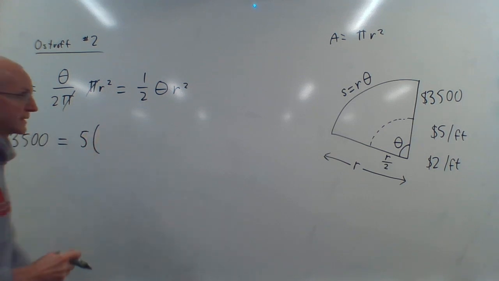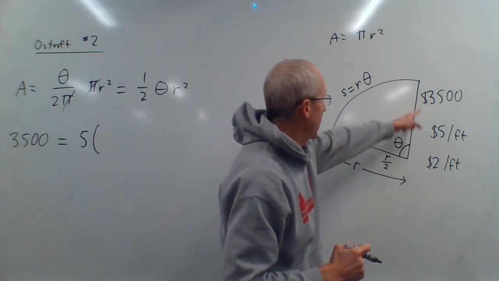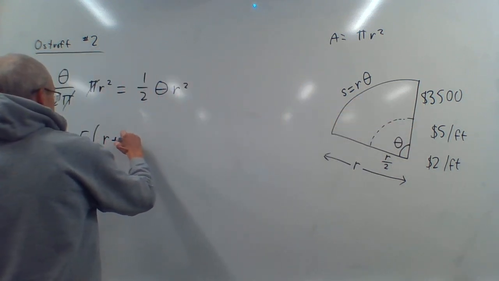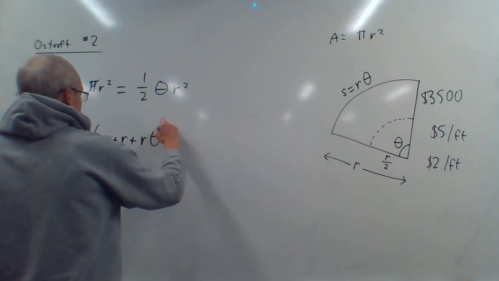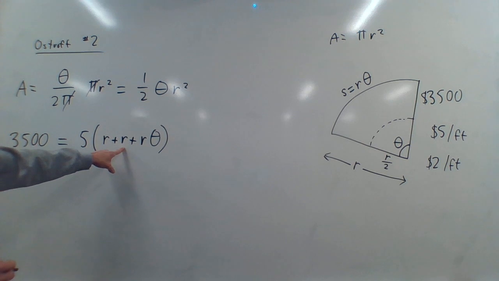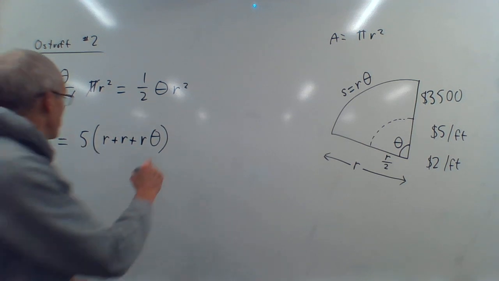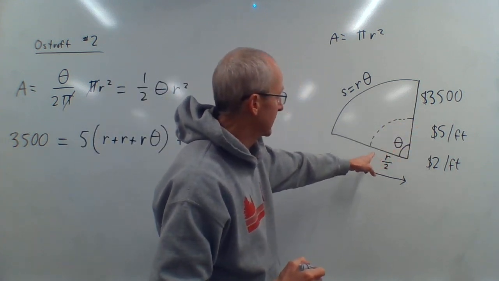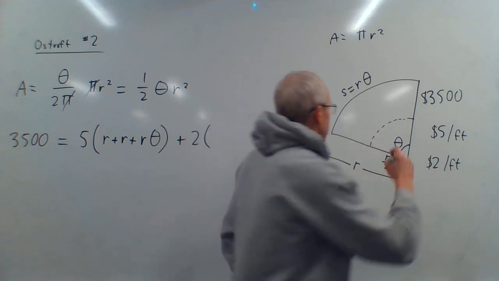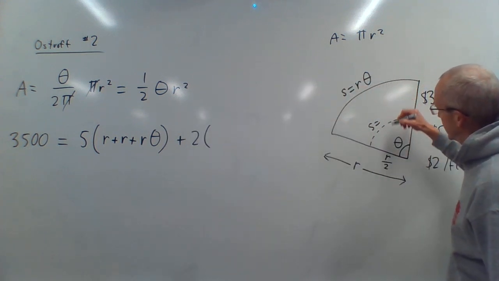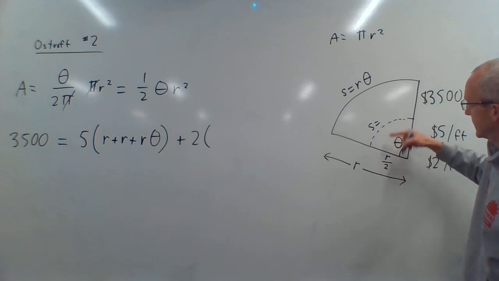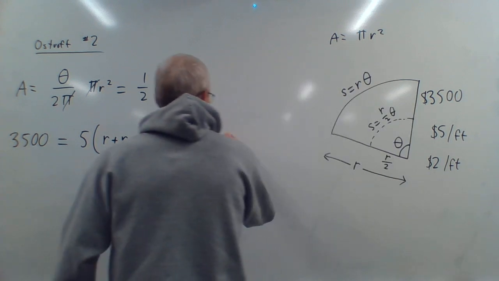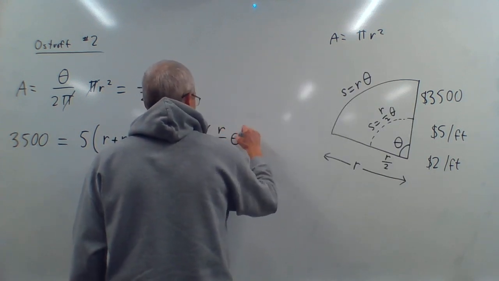$5 per foot times the outside, which is r plus r theta. I'll just write it all out: r plus r theta. $5 for the outside, so we have 2 r's, the 2 radiuses, and then the arc length, plus $2 per foot for how many feet this one is. Well, that arc length is r/2 theta. This one here is s equals r theta. R is the radius, that one's r/2, so r/2 theta. So plus 2 times r/2 theta.